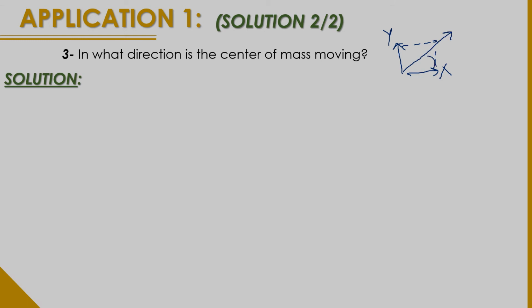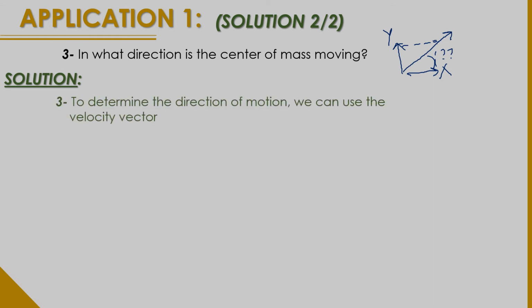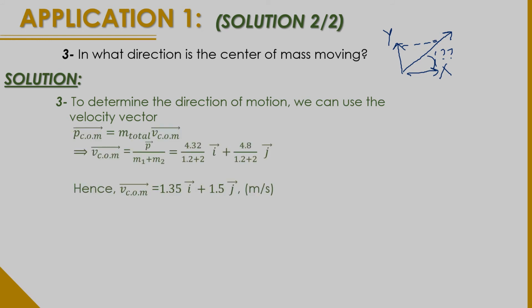Now what is this direction? How can we find it out? This is what we're going to treat in this part. To determine the direction of motion, we can use the velocity vector, right? And since velocity is related to momentum, we can simply say V of the center of mass equals P over the total mass. So P as a vector over M1 plus M2, which is 4.32 over 1.2 plus 2, and along J this. So we get V being 1.35 along I and 1.5 along J.